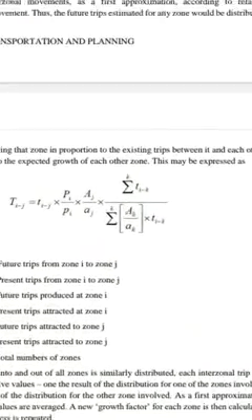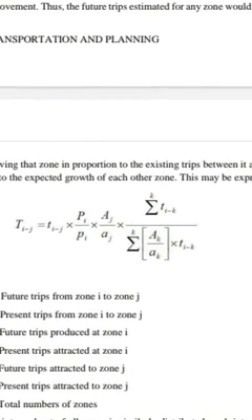There is a mathematical relation for this: Tij is equal to small tij into Pi divided by small pi, into Aj divided by small aj, divided by the summation of k of tik into capital Ak divided by small ak, where i to k is from zone i to zone k.